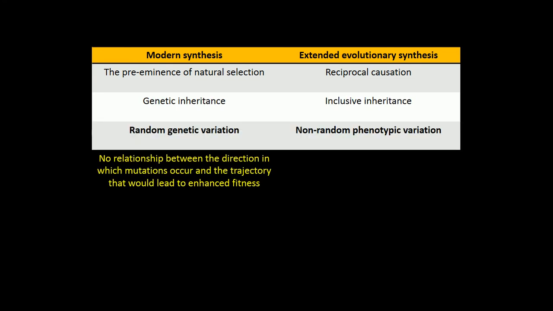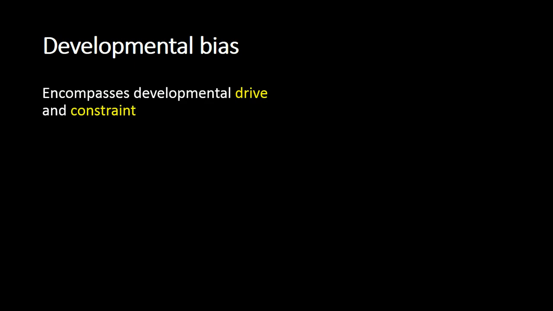And lastly, in the modern synthesis, it is argued that there is no relationship between the direction in which mutations and thus phenotypic variation occurs and the trajectory that leads to enhanced fitness. This is opposed again to the extended evolutionary synthesis, where things like developmental bias can channel evolution in certain directions more regularly than others. So developmental bias is the idea that certain phenotypes are more likely to occur than others. It encompasses both drive and constraints, constraint being those that occur less frequently.